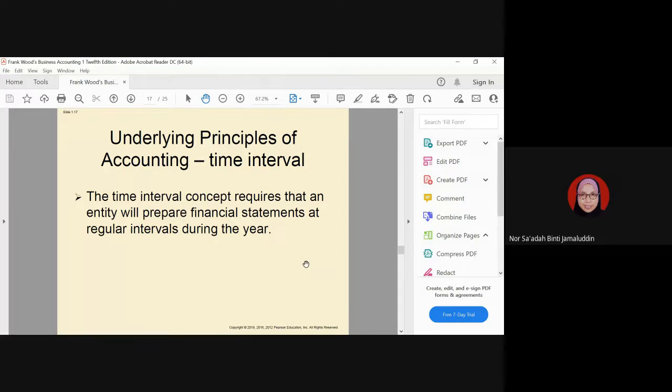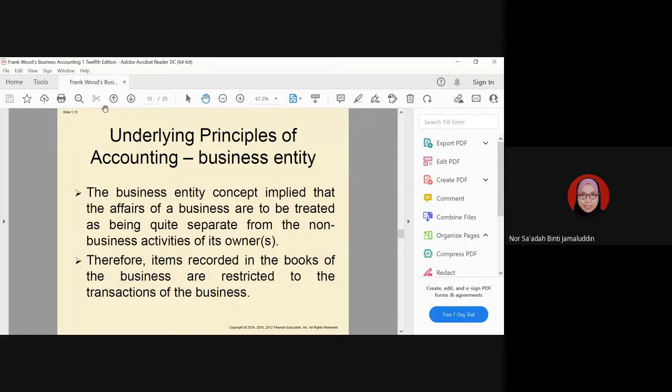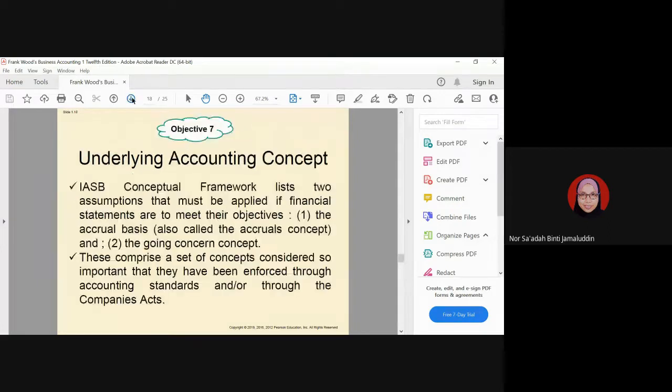So at the end of December or at the end of November, depending on when your business starts. Let's say your company or organization starts on 1st March. You must submit the financial statement maybe at the end of February next year, so to be 12 months, to be 1 year. So this is time interval. So we go to the next topic, the underlying accounting concepts.